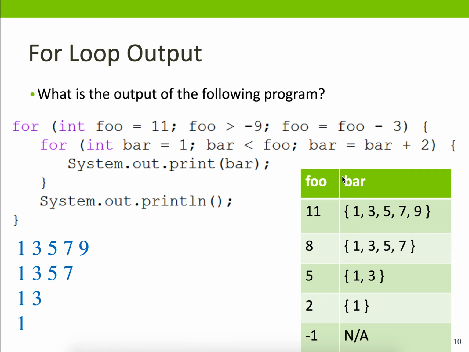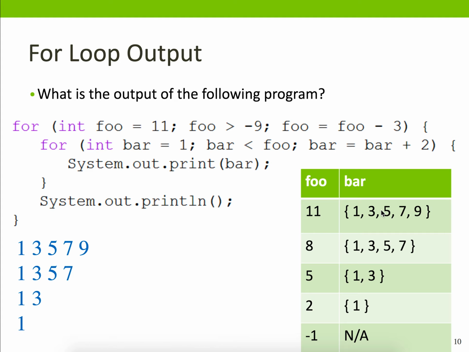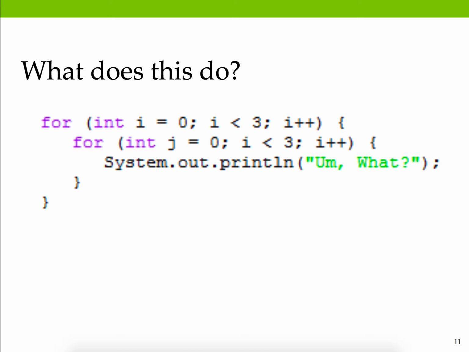I find that using a table like this can be very helpful, and looking at the outer loop first, holding that foo value, that outer value, constant, and then looping on the inner side. All right, again, we're going to have you pause. What will this do?